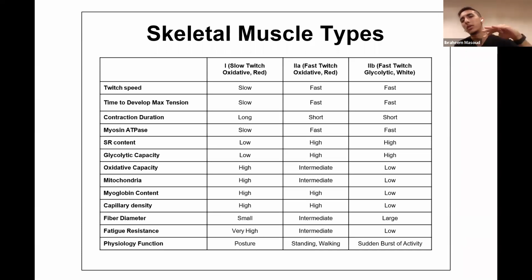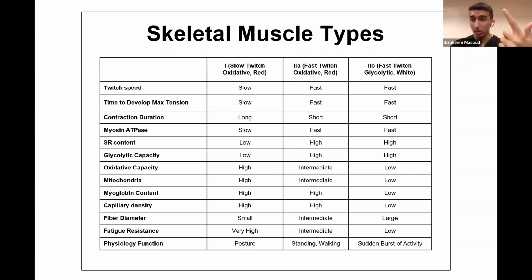Now there's fast twitch, but oxidative. They're fast, but they still use oxygen. This is when you're walking. You can walk a pretty long distance, like 2,000 steps, without getting sore. Why? Because you're using oxygen, and you're walking using fast twitch muscles, but oxidative. Where do you get sore? You know what sore is? It's when you feel a burning pain in your muscles.